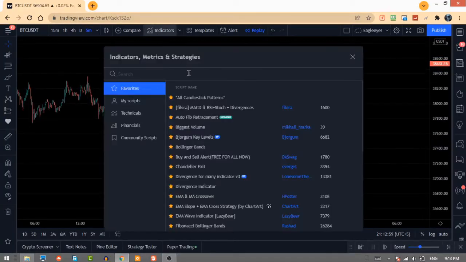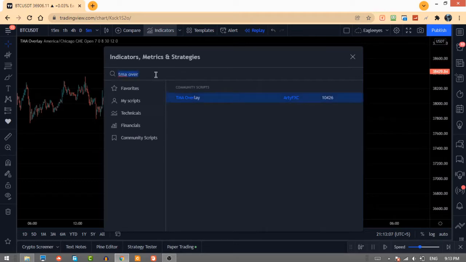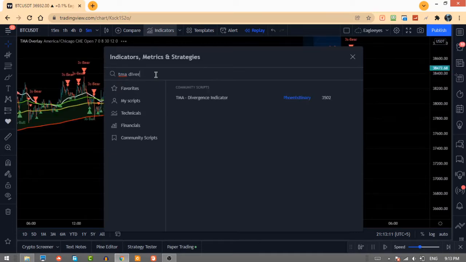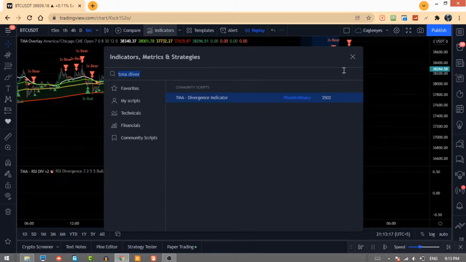Now in this strategy there are two indicators. One is TMA overlay, you will search for it, TMA overlay, this one, and the other one is TMA divergence. Here is one. Yes, we will take this one, accept, apply.